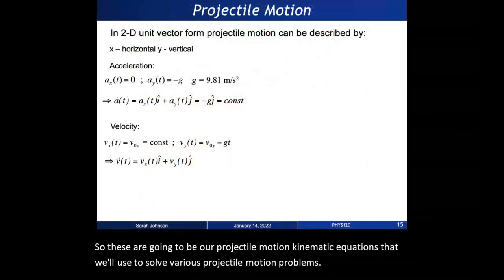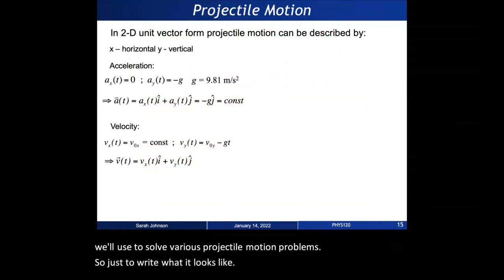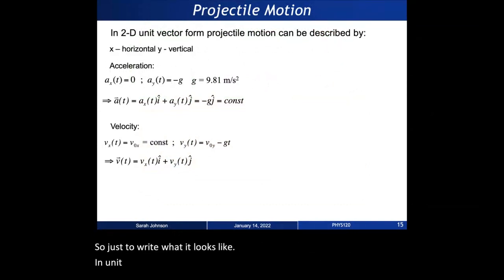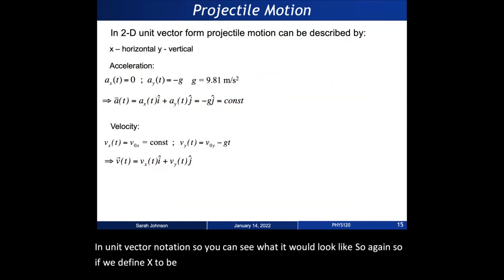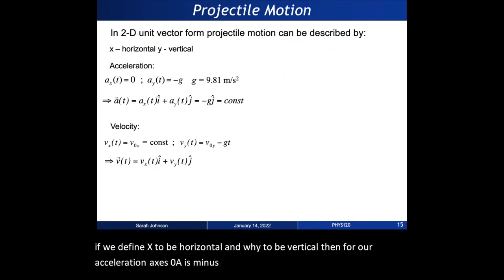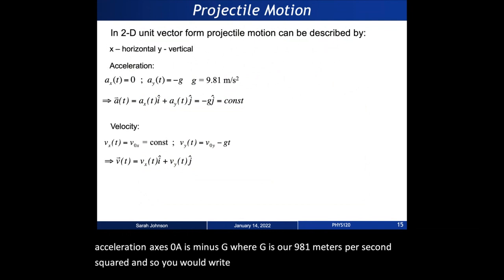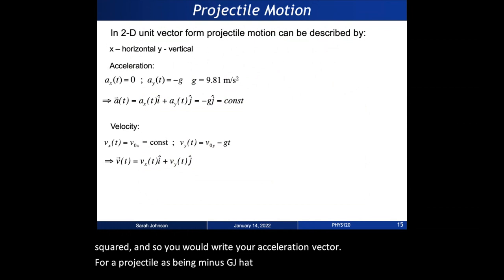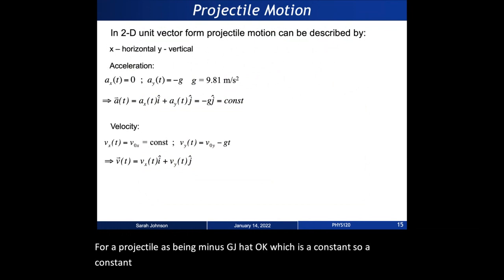Okay, so just to write what it looks like in unit vector notation, so you can see what it would look like. Again, if we define x to be horizontal and y to be vertical, then for our acceleration, ax is 0, ay is minus g, where g is 9.81 meters per second squared. And so you would write your acceleration vector for a projectile as minus g j hat, which is a constant, a constant in the negative y direction.